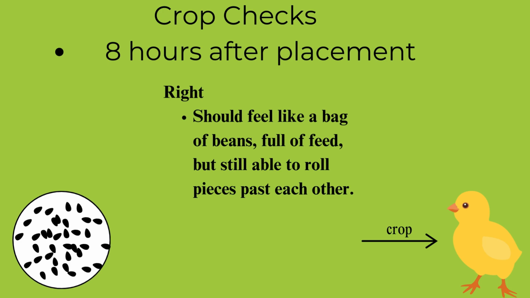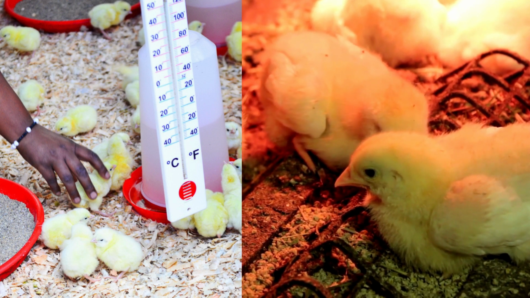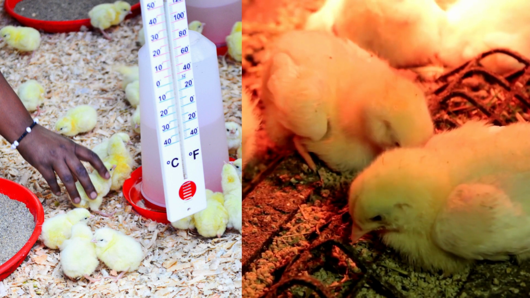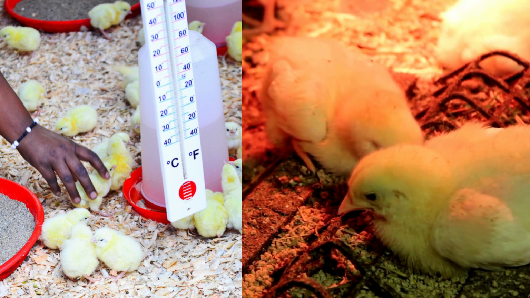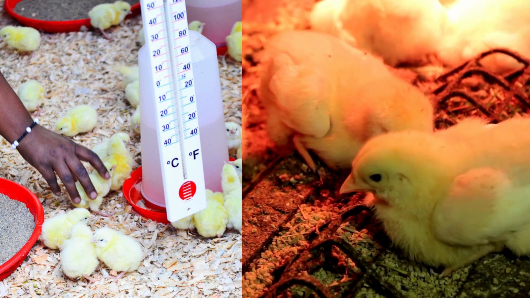A balanced crop is a sign of proper feeder and drinker density, meaning your animals are off to a great start. If your temperature is too hot or too cold, your crop check will also be impacted, so be sure to keep an eye on temperature every time you check your feeder pans and stir your chicks.